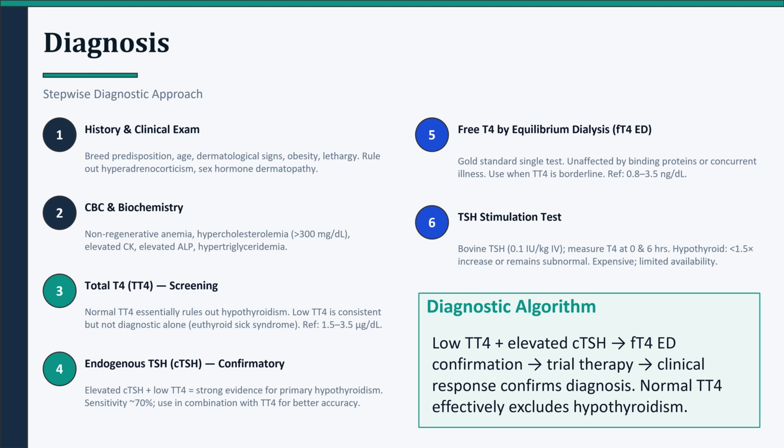And here is the diagnostic algorithm in a nutshell. Low TT4 plus elevated TSH point strongly to primary hypothyroidism. Confirm with free T4 equilibrium dialysis if needed. A therapeutic trial with levothyroxine and a positive clinical response further cements the diagnosis. And remember, a normal TT4 effectively excludes hypothyroidism.